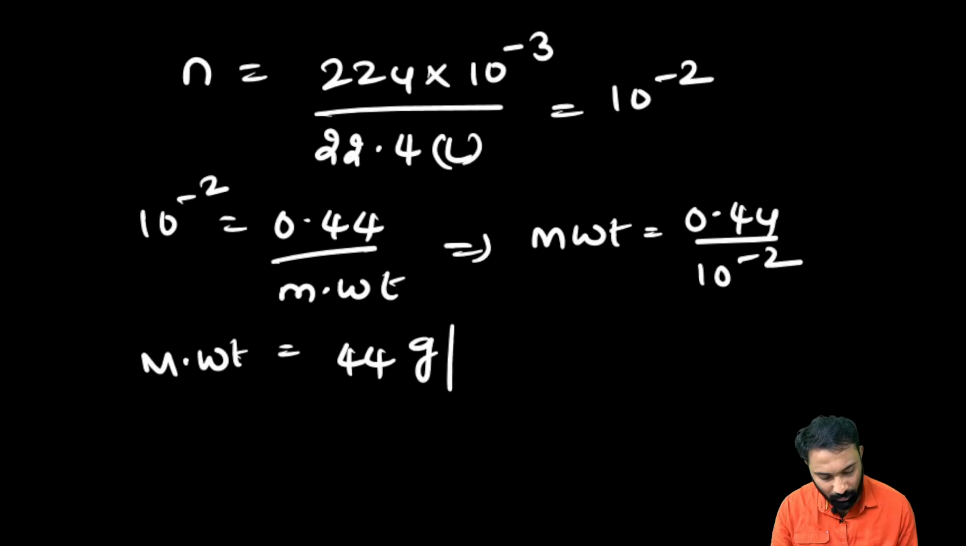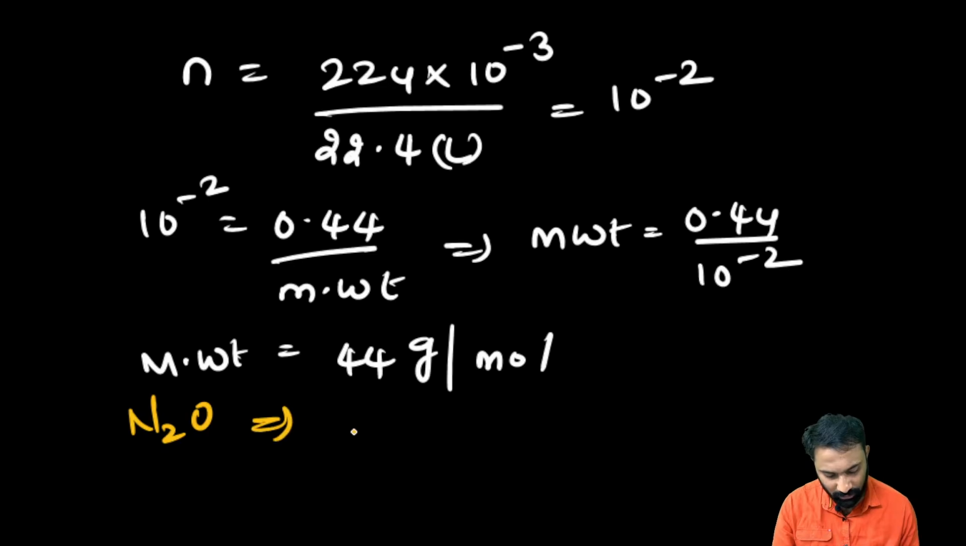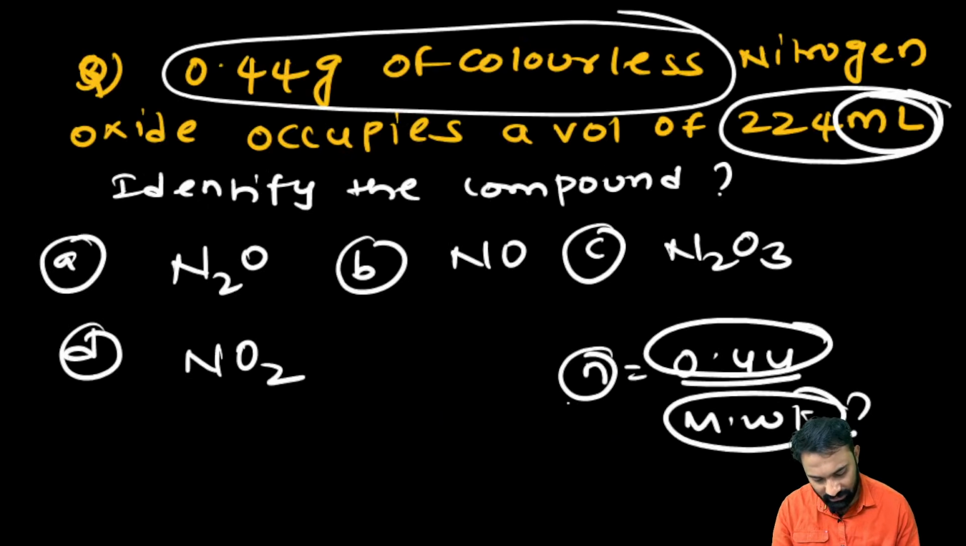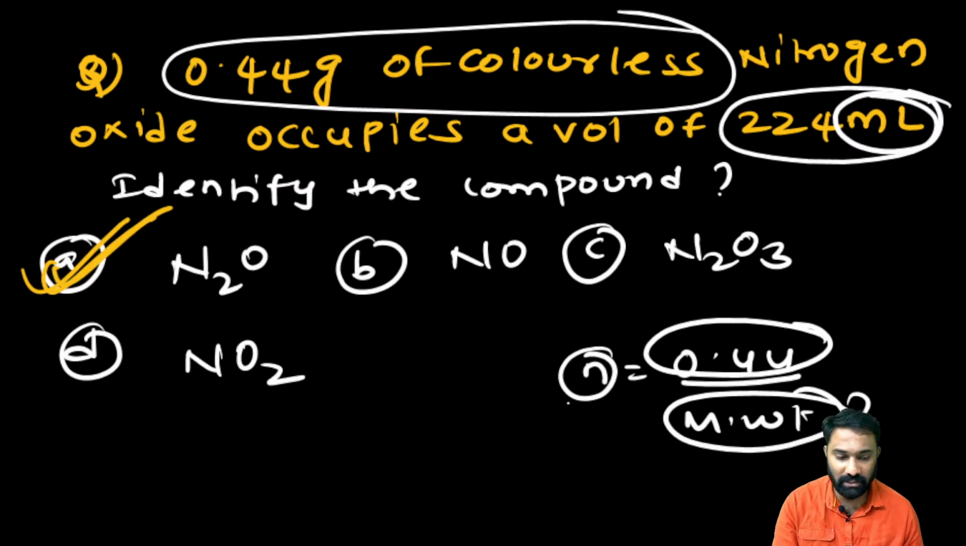44 gram per mole. Now the molecular weight of N2O will be 44. How? Nitrogen is 14, so 2 into 14 plus 16. This will give you 28. 28 plus 16 will give you 44. So option A is correct.